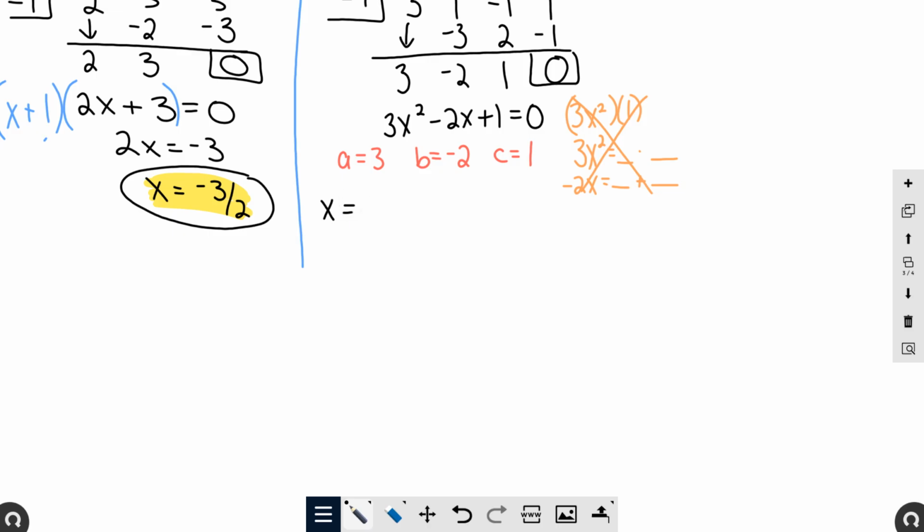X equals opposite of B plus or minus square root B squared minus 4AC all over 2A. Y'all have such beautiful singing voices. Just keep it up.